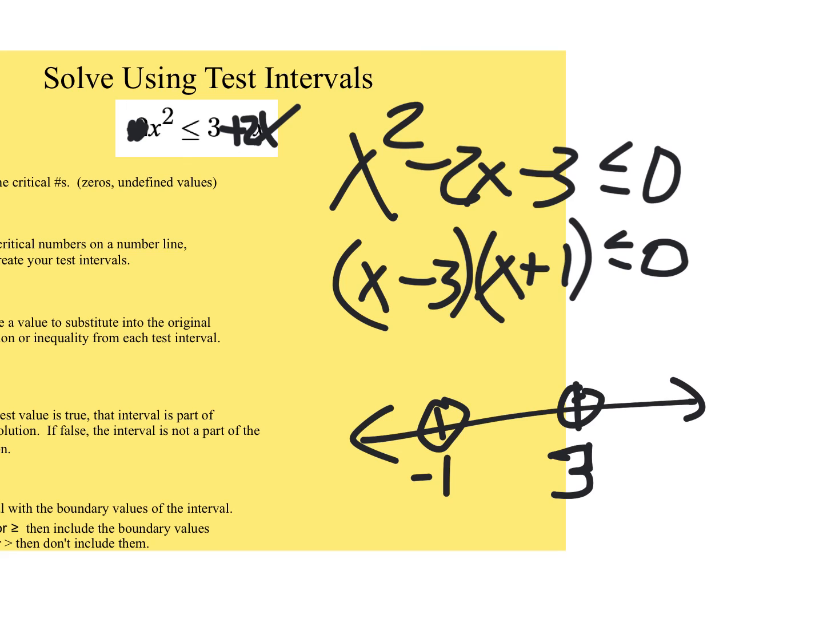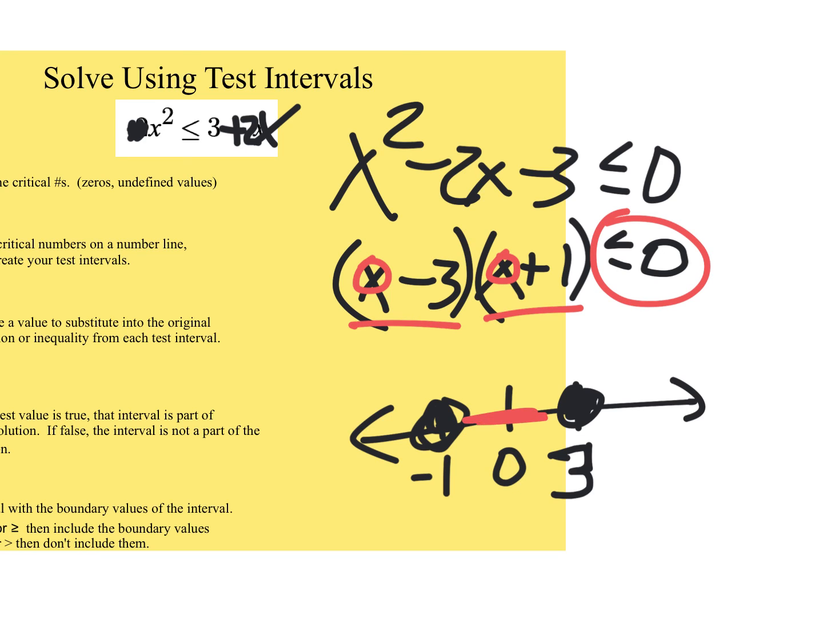These spots would work because it's less than or equal to 0. And I'm going to do a test interval now. I'm going to check the number 0. I'm going to put in a 0 here and here. That makes this negative times a positive, which is a negative, which is less than 0. So it worked.